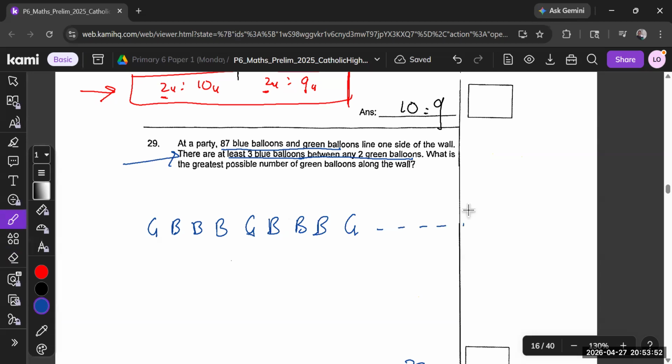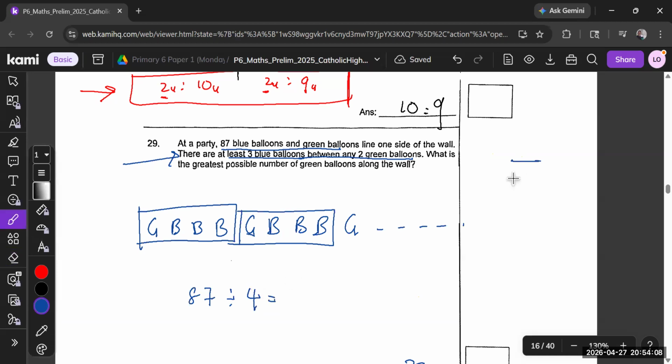And then this picture will tell you that there is a pattern. A pattern means grouping. So one group has four balloons. And how many groups make up 87 balloons? 87 divided by 4. Go and do your dividing. You get 21 and remainder 3. So 21 groups.